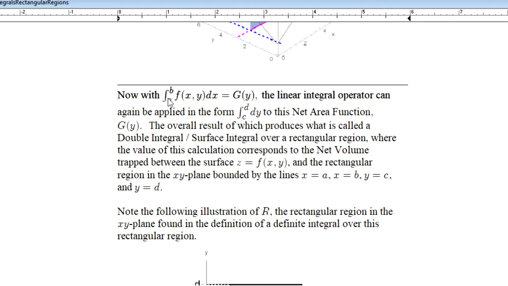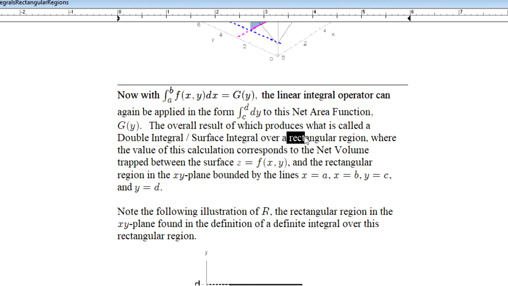with the linear integral being applied to a multivariable function f and the result being this net area function g in terms of y, we can come back and apply this linear integral operator again to this result g of y. We can apply it in the form of the integral from c to d with respect to y. This is going to produce what's known as a double integral, or in chapter 17 we are going to identify it as a surface integral operation.